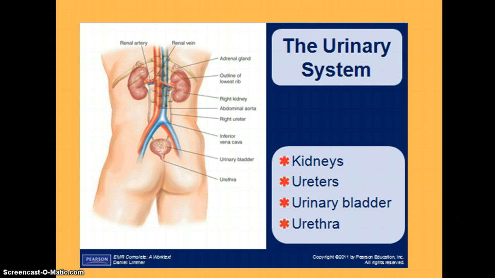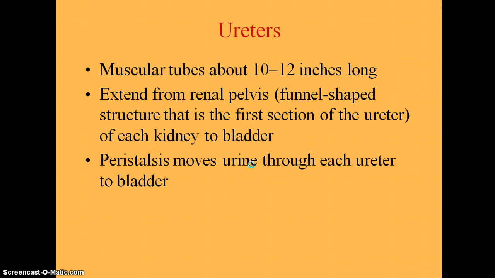Alright, so now we're going to talk about the ureter. We've got two ureters, and now we're looking at the back of the body. So in this picture, the right is actually the right and the left is actually the left, because we're not looking at it from anatomical position. But the ureters are two muscular tubes, one from each kidney, that are going to the bladder. And each one of them is about 10 to 12 inches long.